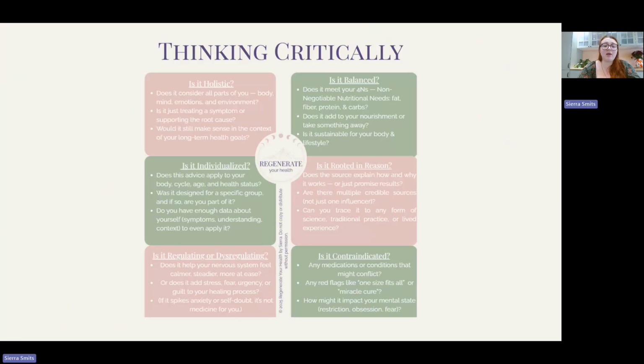And finally, is it contraindicated? Do you have any medications or conditions that might conflict? Are there any red flags like one size fits all or miracle cure? And how might it impact your mental state? Are you going to fall into restriction or obsession or fear? If so, it's not good for you.